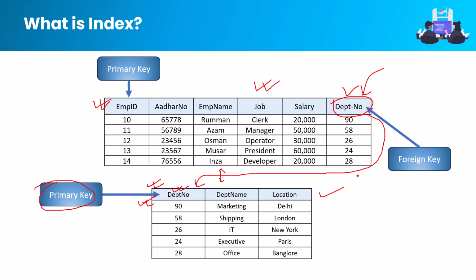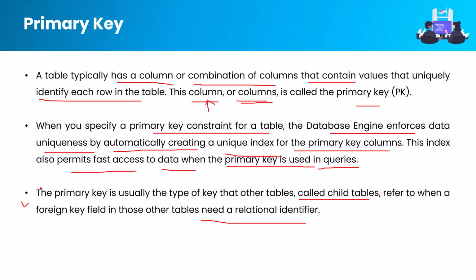Okay, so that's the important point. If there is a foreign key relationship, then this primary key will be treated as the foreign key in the employee table. I hope now this point is clear. So let me read this point one more time. The primary key is usually the type of key that the other table, called the child table, refers to when a foreign key field in those other tables needs a relational identifier. Okay, now we'll move to the next slide and we'll see some important points about primary key.